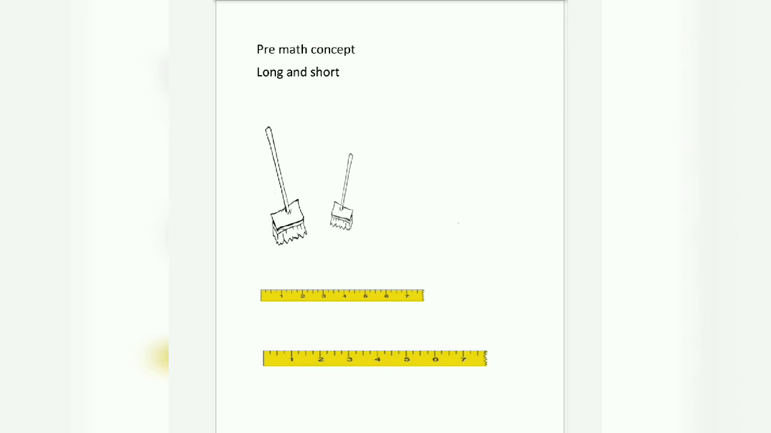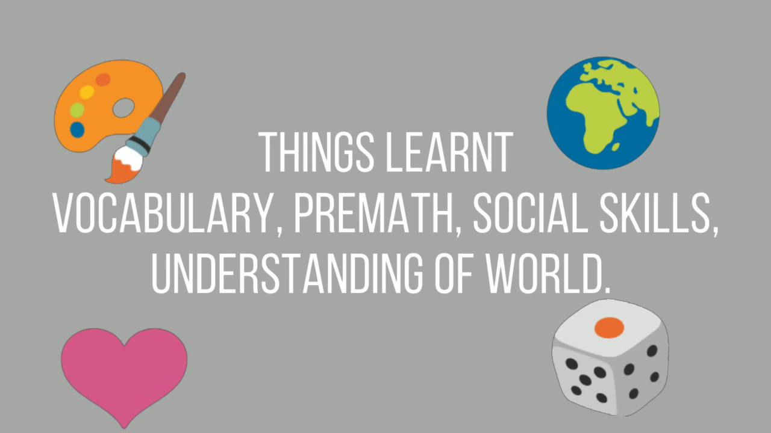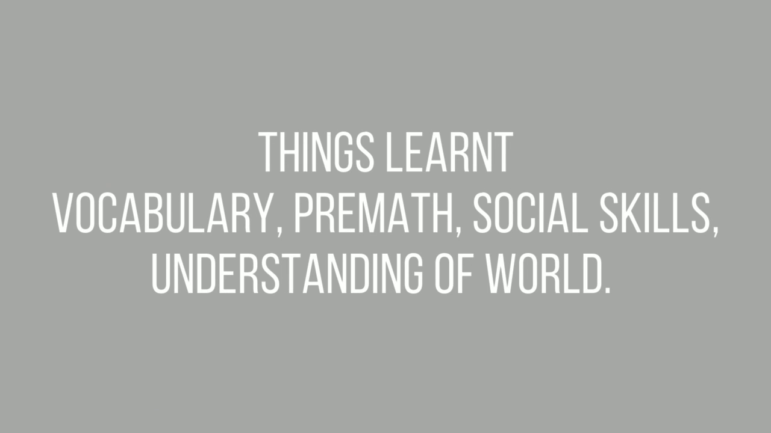Okay? This is our pre-math concept, long and short. L, long. Now we'll see which object is long and which is the short one. This broom is long one. This is the short one. This scale is short one and this is the long one. And this is it for this segment.